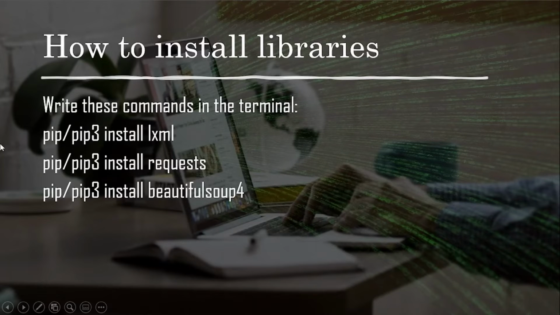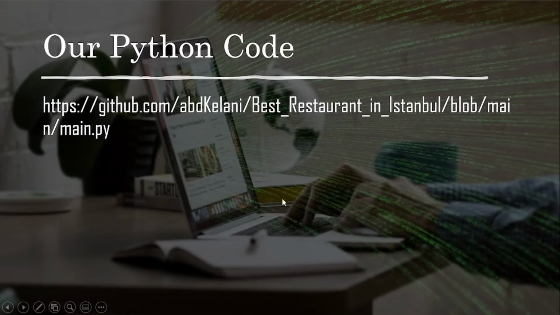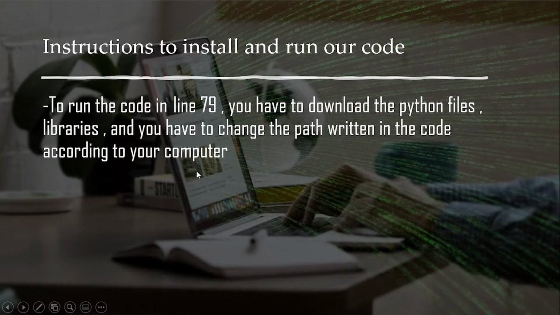How to install the libraries. We are going to write this command in the terminal so that we can install the lxml, requests and Beautiful Soup libraries. This is the Python code of our project. Here are the instructions to install and run our code. To run the code, in line 79 you have to download the Python files and libraries, and you have to change the path written in the code according to your computer. You will find it in line 79.